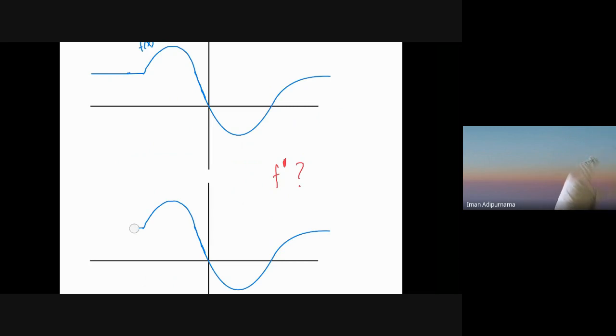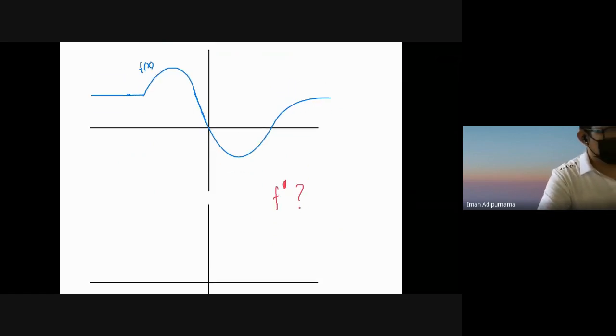Okay, let me erase this part here to make it clear. If you want to make some points, that's okay. Let's say this is at -2, -1, this is 0. And let's say this is 1. And this is 2, this is 3 here.